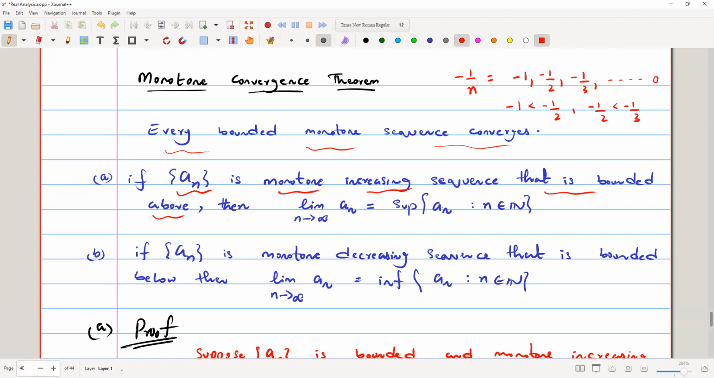So the maximum value of this sequence, not maximum value, but the supremum of the sequence is going to be 0. That is the supremum of the sequence. So a_n is a monotone increasing sequence that is bounded above, because it eventually goes to 0. The least value of the sequence, the greatest lower bound, that is GLB, is -1, and the least upper bound is 0. So this is bounded above and bounded below as well, but bounded above is enough for us.